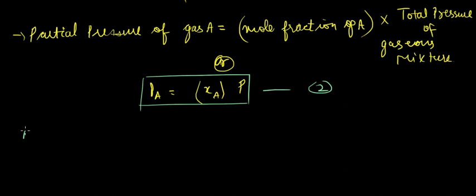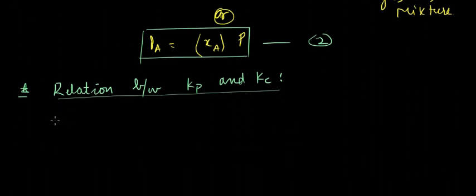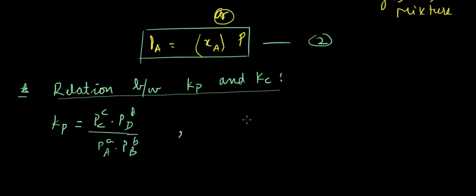Now let us derive some relation between Kp and Kc, which is the equilibrium constant in terms of pressure for gases, and Kc is the equilibrium constant for gases in terms of concentration. So we know that Kp is the partial pressure of C raised to the power of the stoichiometric coefficient of C, similarly for all the other gases. And we know that PA would be equal to the concentration of A multiplied with RT.